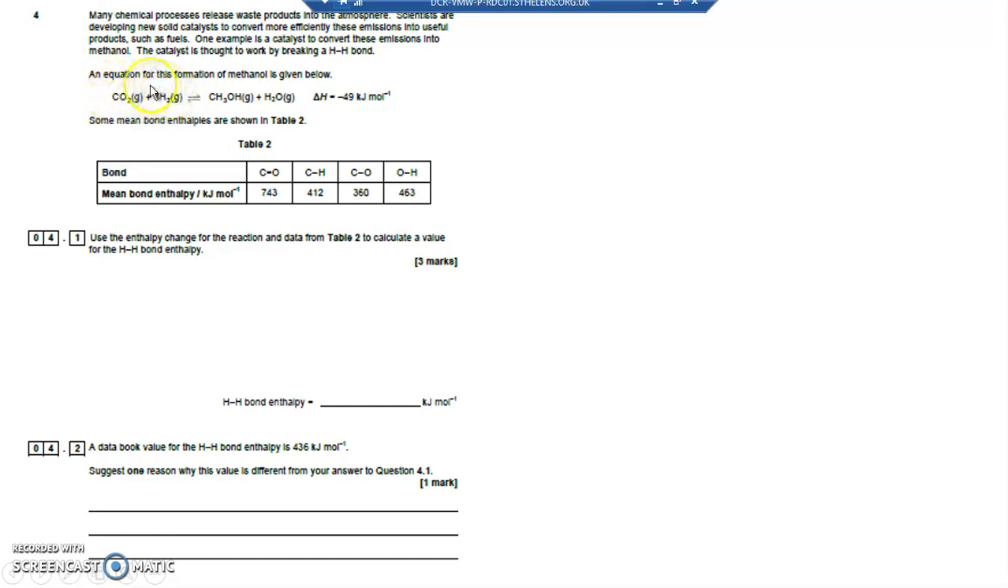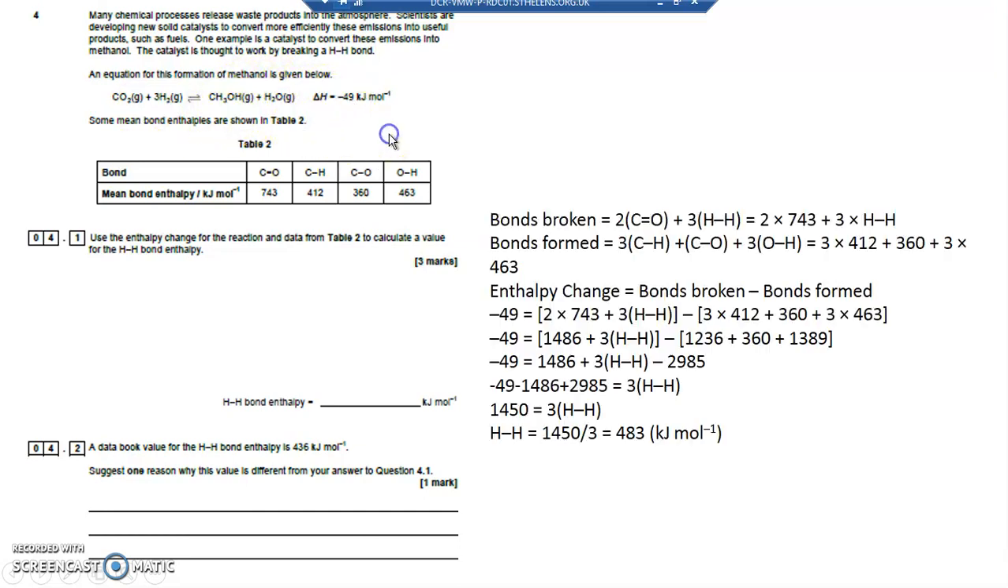These bonds here have been broken, so these are my reactants and those bonds get broken, and in the products, the things that are made, bonds are formed. You take the value of all of the bonds broken, and you take away the value of the bonds being made, and that'll equal your enthalpy change. So it's the strength of all these bonds, take away the strength of these bonds on the right hand side, equals minus 49.